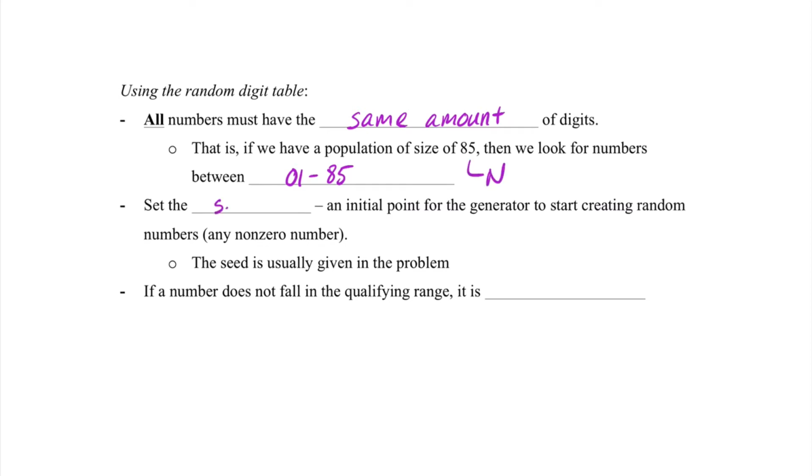Next, we need to set the seed. In order to set the seed, we need to choose this initial point for the generator to start. That way we can create random numbers. This is any non-zero number. It's usually given to us by the problem. Now here's the part that usually causes a bit of confusion. If a number does not fall in the qualifying range, it is simply skipped, and we move on to the next number in the process.